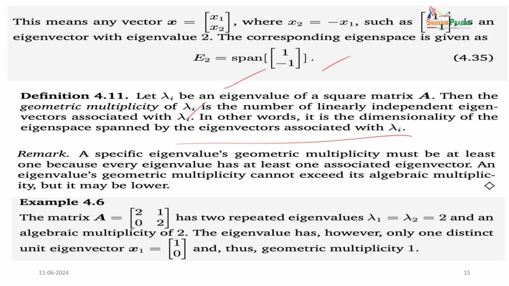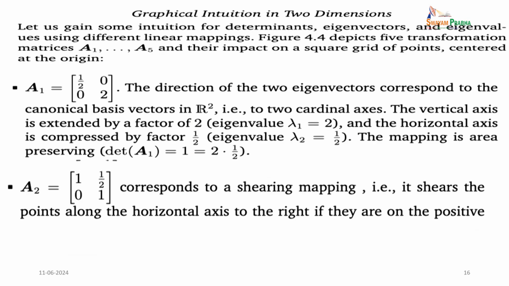Note that for a specific eigenvalue, the geometric multiplicity must be at least 1, because every eigenvalue has at least one associated eigenvector. An eigenvalue's geometric multiplicity cannot exceed its algebraic multiplicity, but it may be lower. Take the matrix A = [2 1; 0 2]. It has a repeated eigenvalue, lambda 1 equal to lambda 2 equal to 2, so the algebraic multiplicity is 2. If the eigenvalue has only one distinct eigenvector, then the geometric multiplicity is 1. This is the way we can find the algebraic and geometric multiplicity.